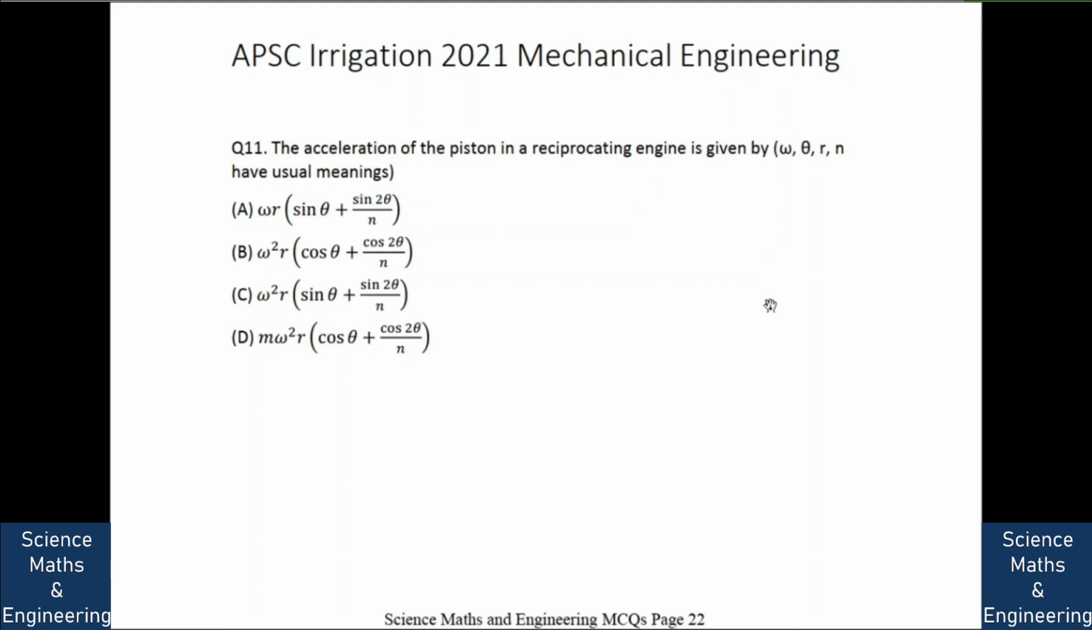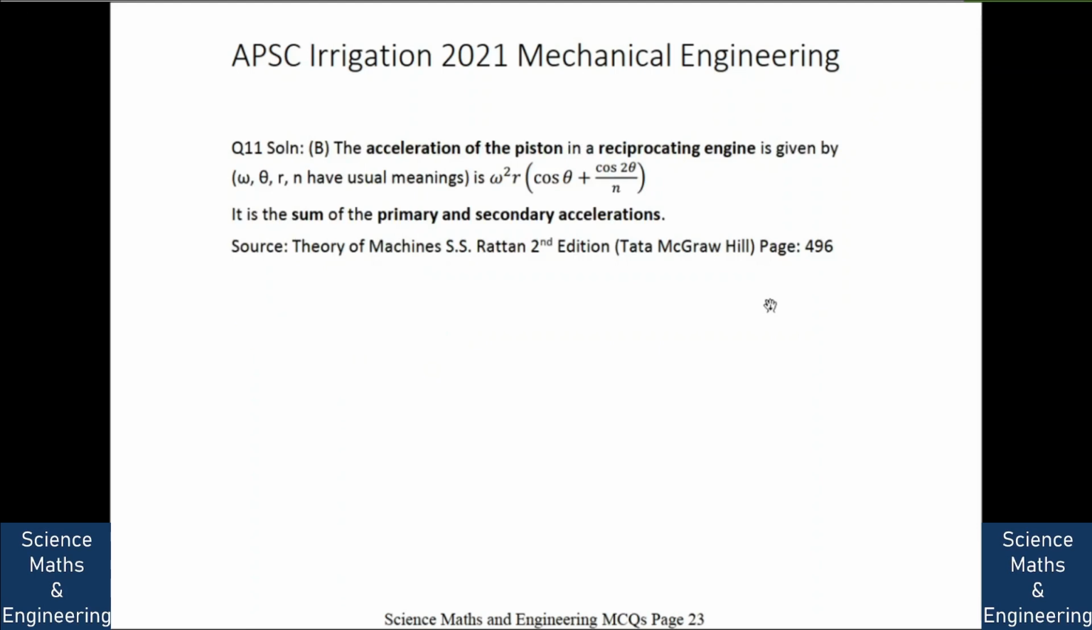So the answer is B, omega square r into cos theta plus cos of twice theta by n. So this is again, as I have told, the sum of the primary and the secondary accelerations. So we'll go to the next question.